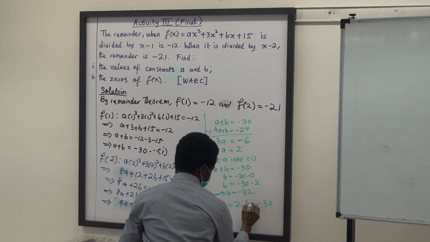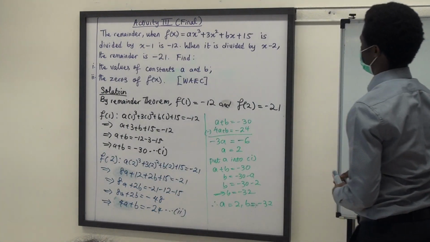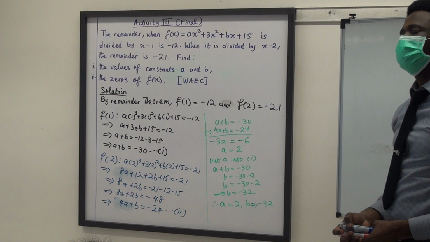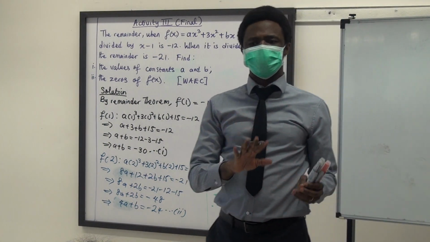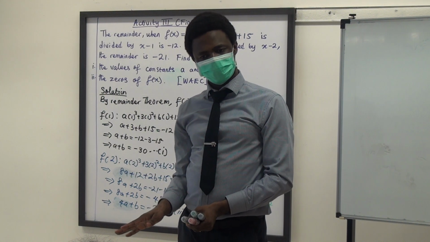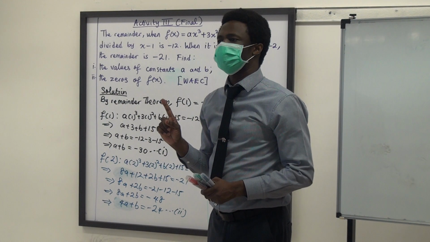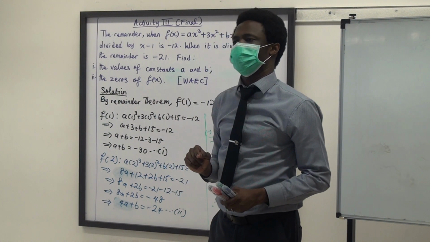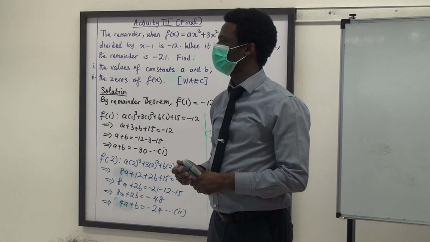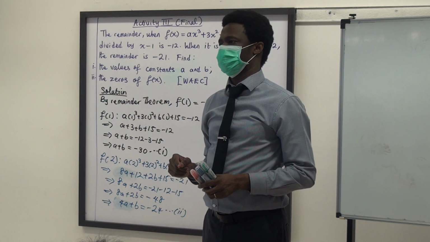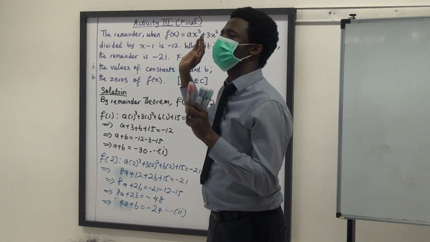But that's not the end of the problem, isn't it? The second part of the problem says find the zeros of f of x. We've already done the difference between zeros and roots. We are talking about zeros because, can somebody tell me that? What is zeros, the word you use here? Because it's an expression. Okay, these are values that make f of x to be 0.